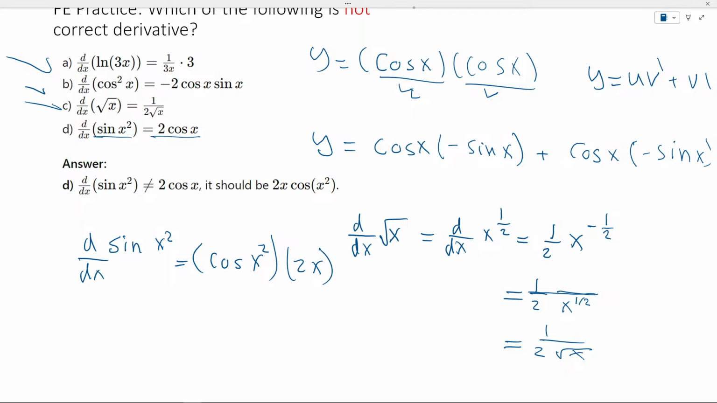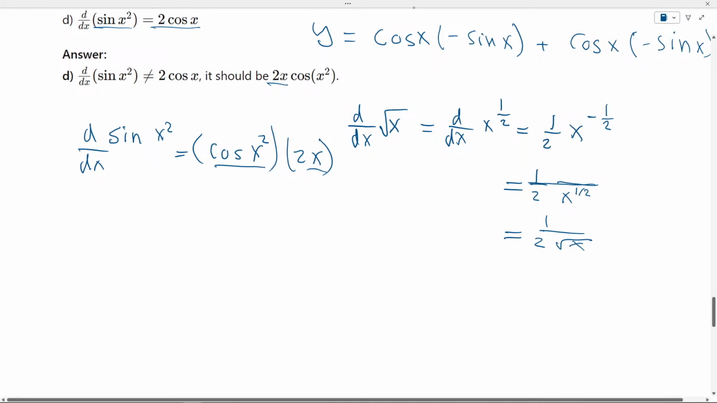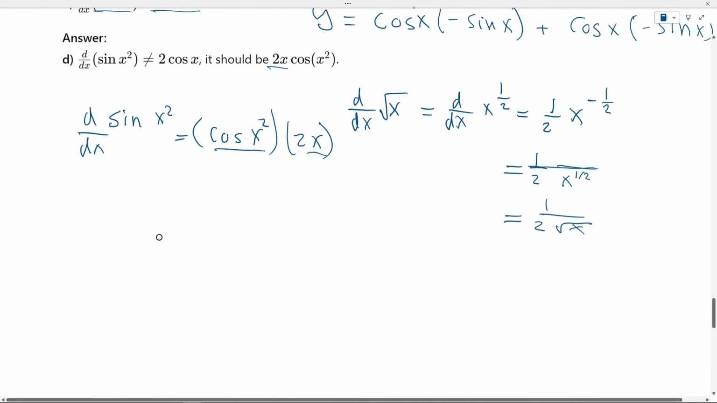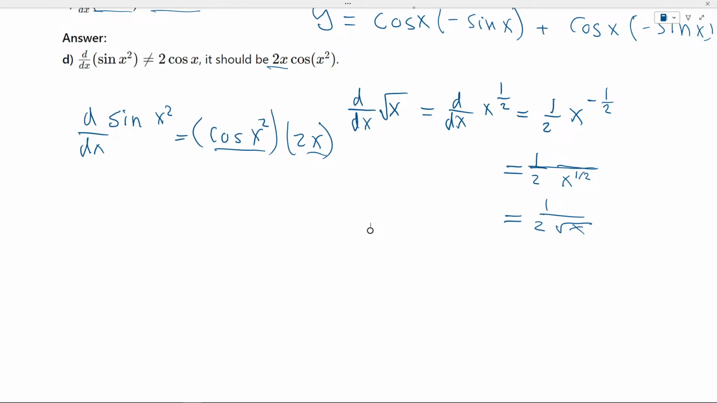But here, something is wrong. So that's the correct answer: 2x cosine x squared. Again, how did I do this? Let me do the chain rule one more time. If this is getting boring, you can skip the video. If you still need more practice, let's do more practice.